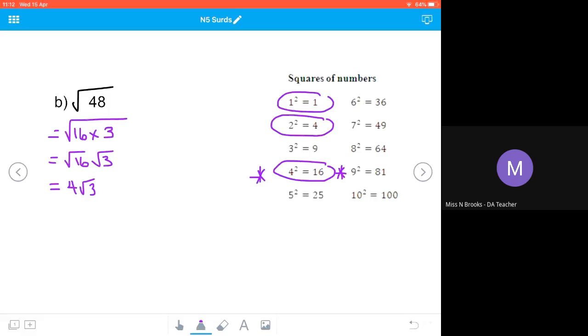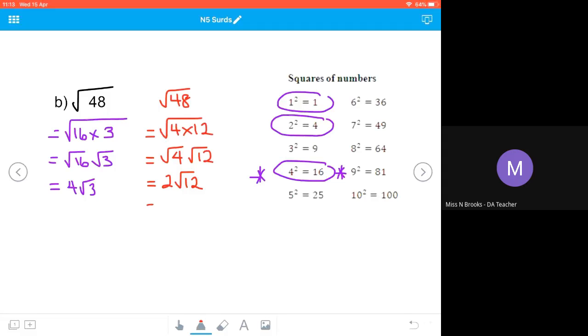Now, what if we don't choose the largest factor? Well, let's have a look and see if we'd chosen the 4. So we'll start with our root 48 again, and this time we're going to choose 4 multiplied by 12. So we're going to write it as root 4 root 12, and we've got 2 root 12. But now we need to double check and make sure that root 12 is in its simplest form, and it's not in its simplest form because it has a perfect square factor of 4 again.